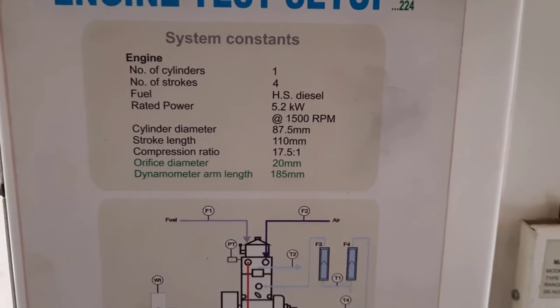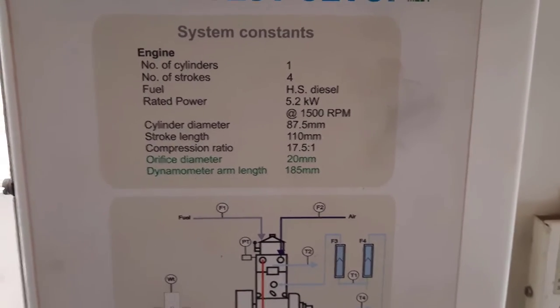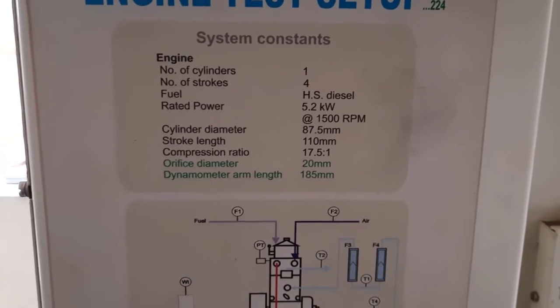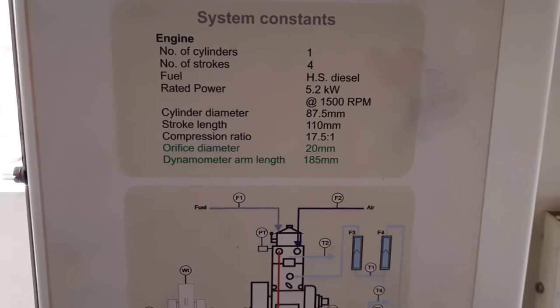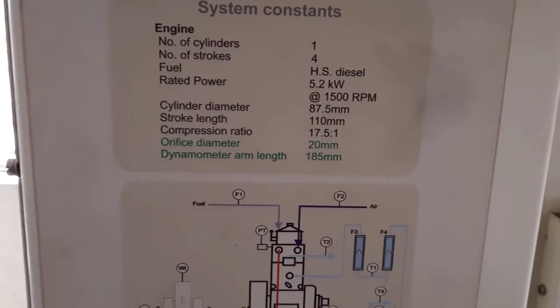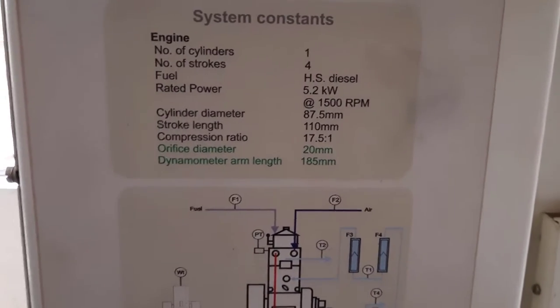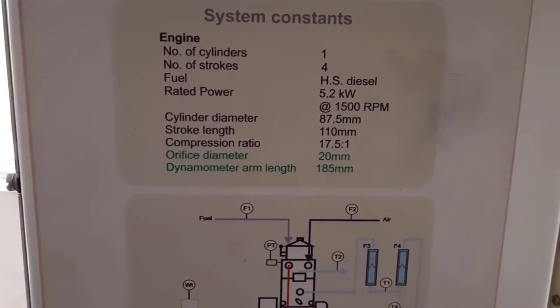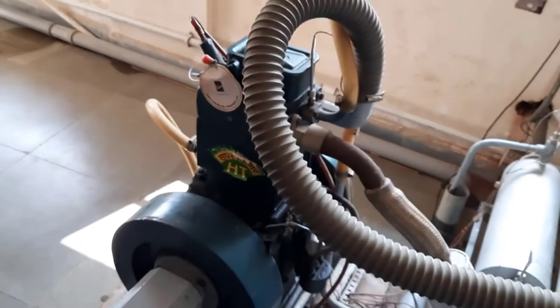What is the rated power? What is the maximum power that the engine can produce? It is 5.2 kilowatt. What is that? That is the brake power of the engine. Rated power means brake power of the engine. The brake power of the engine is 5.2 kilowatt at what speed? 1500 RPM. Then they have given us the dimensions of the engine cylinder.